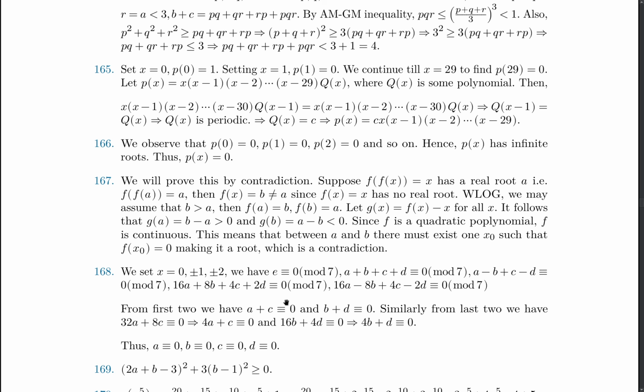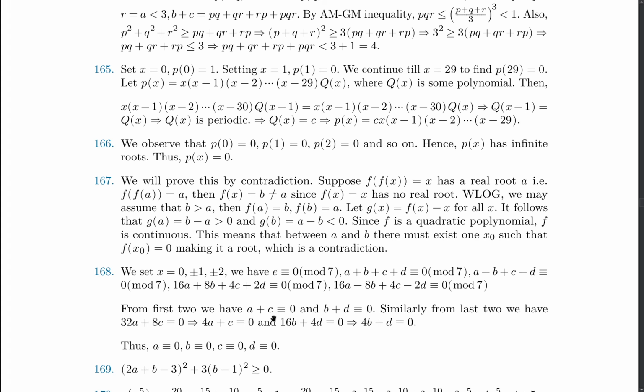B and d will be cancelled out, and if we subtract, we get b plus d is equal to 0. A and c will be cancelled out. And similarly, from the last two equations, we have got 4a plus c is equal to 0 and 4b plus d is equal to 0. Now from this equation and this equation, if we subtract, we get 3a is equal to 0. That is, a is 0. Once a is 0, from this equation c is also 0, and similarly b and d are 0 over here.